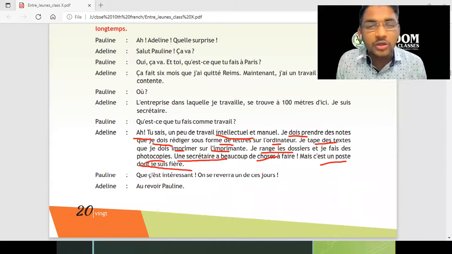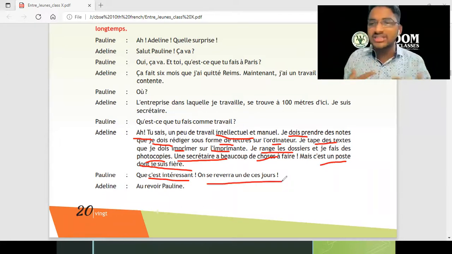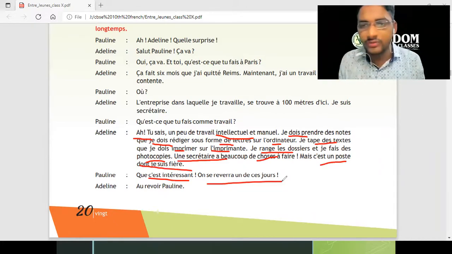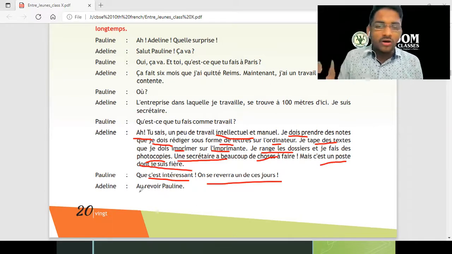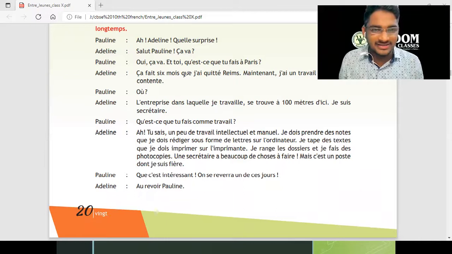So Pauline says, "Que c'est intéressant. How interesting is this? On se reverra un de ces jours." So we will see each other again one of these days. Now both are in Paris, so they just tell each other that obviously we'll meet someday. Au revoir, Pauline. Bye, Pauline. And this is how the conversation ends.